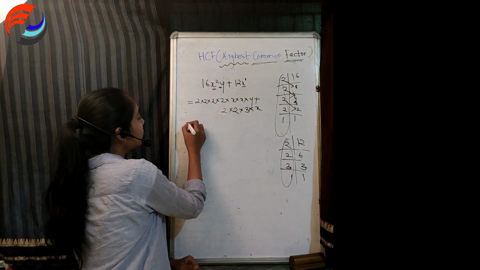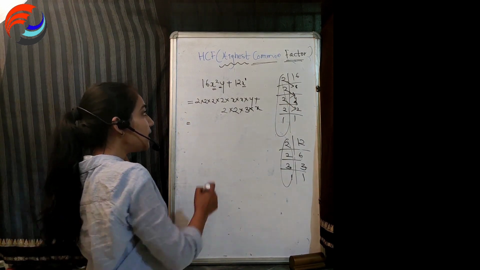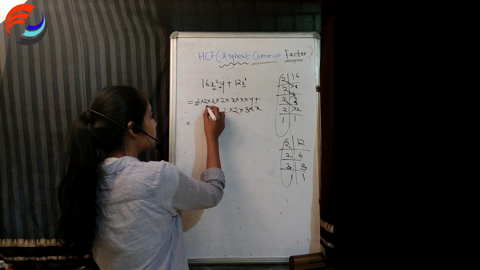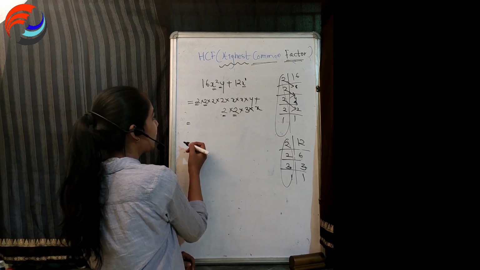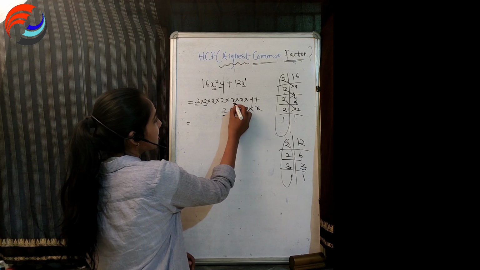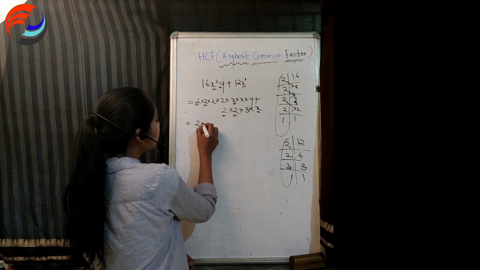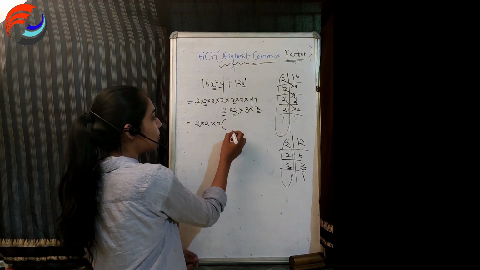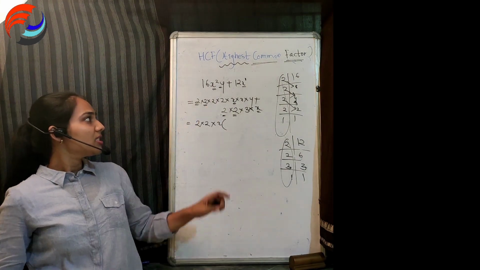So now what are the common factors? Here also 2 appears, here also 2 appears, here also 2 appears, and then x appears in both. So take 2 multiply x outside the bracket, and what is remaining?